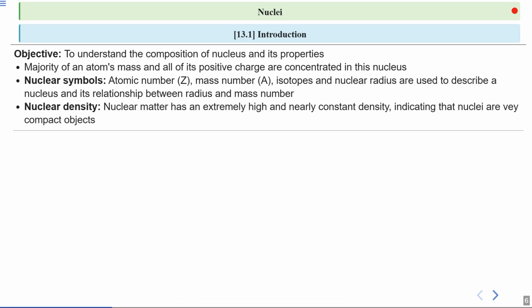Now let's focus on nuclear density. The density of nuclear matter is extremely high and stays nearly constant, no matter the size of the nucleus. This tells us that nuclei are incredibly compact, much denser than anything we encounter in everyday life. For example, nuclear density is about 2.3 times 10 to the power 17 kilograms per cubic meter, which is far greater than the density of ordinary materials like water or metal.